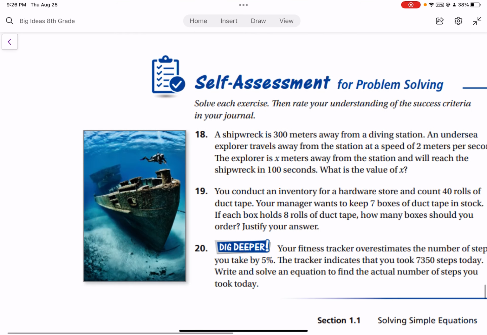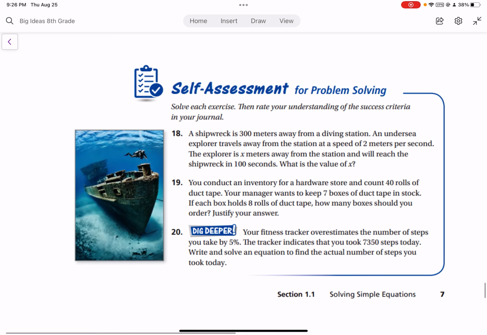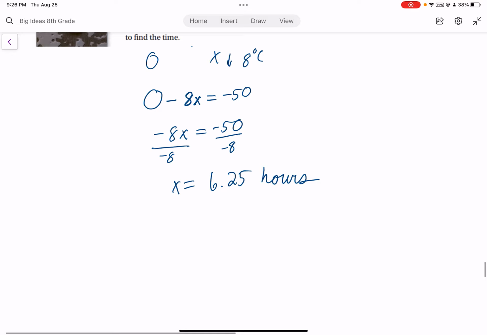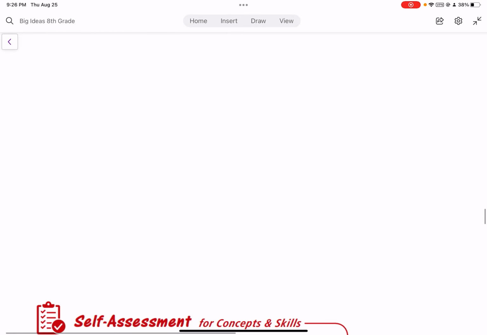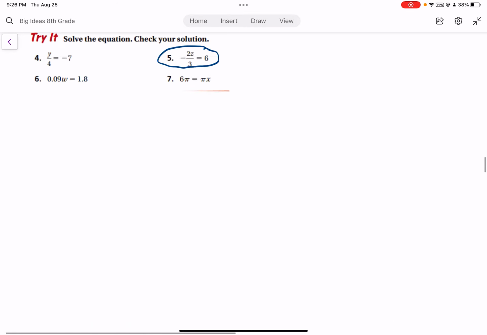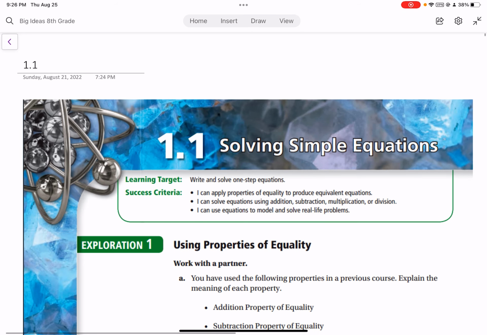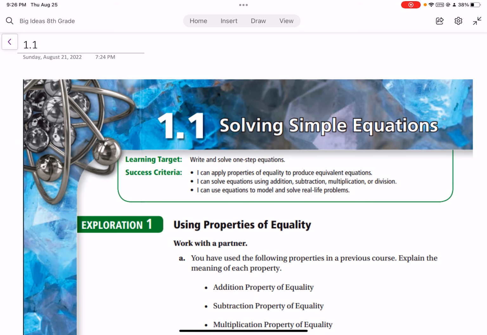Once again, please let me know if you have any questions. There's a lot of self-assessment stuff in here for you to work on, and I hope I will have a good problem set for you to go through as well. But please let me know if you have any questions. That was section 1.1, solving simple equations. Thank you.